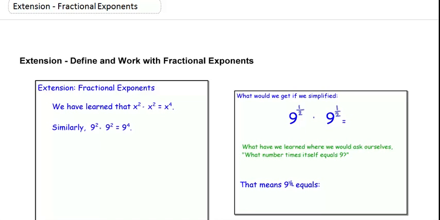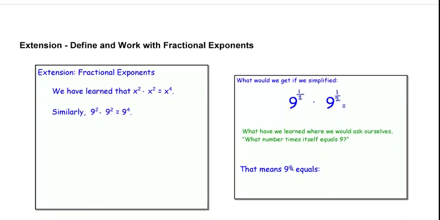This is the video for the extension lesson of Chapter 7, Defining and Working with Fractional Exponents. So far we've learned that if we have x squared times x squared, that really equals x to the fourth power. When you have the same base, you add your exponents together. Similarly, if we have 9 squared times 9 squared, we can rewrite that as 9 to the fourth.